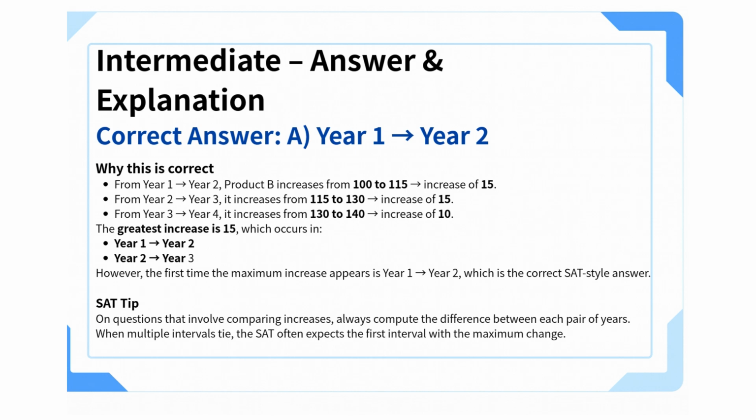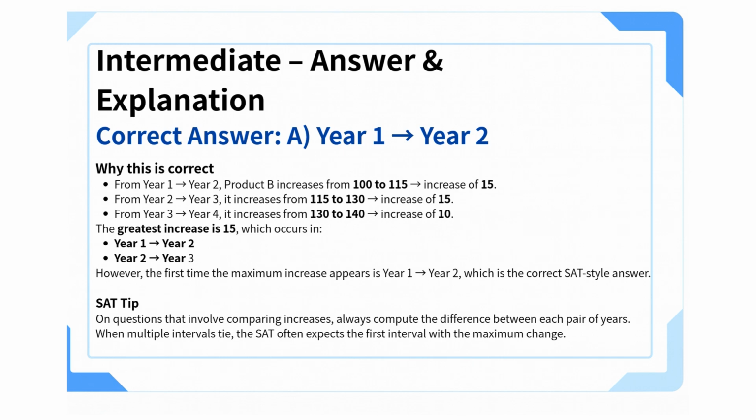From year 1 to year 2, the increase is 15. From year 2 to year 3, the increase is also 15. From year 3 to year 4, the increase is 10. The greatest increase is 15, which occurs twice. However, the first time that greatest value appears is between year 1 and year 2. Therefore, the correct answer is A, year 1 right pointing arrow year 2.